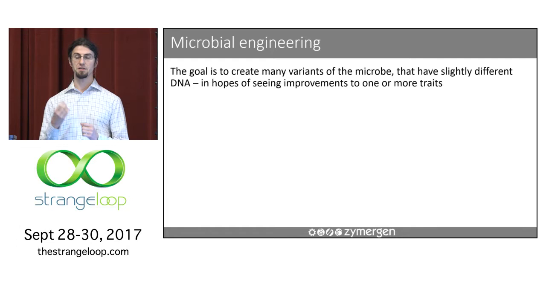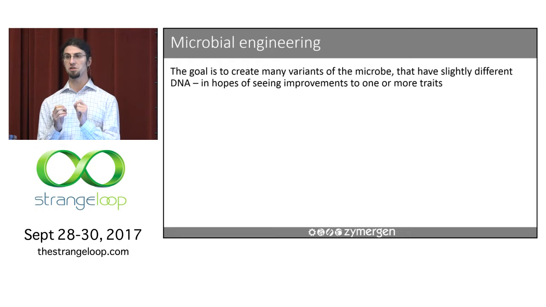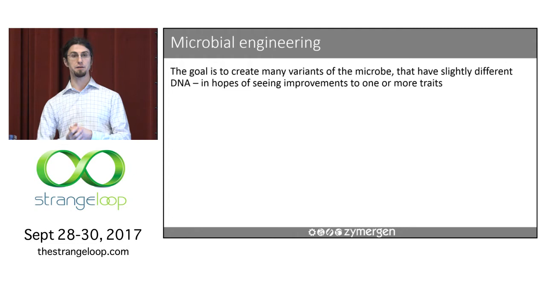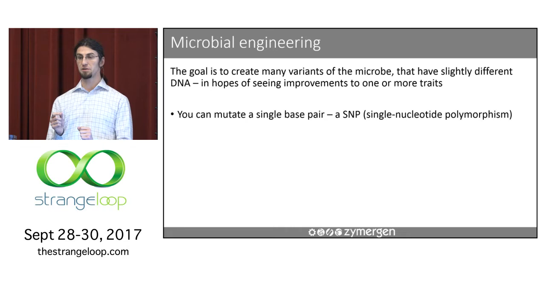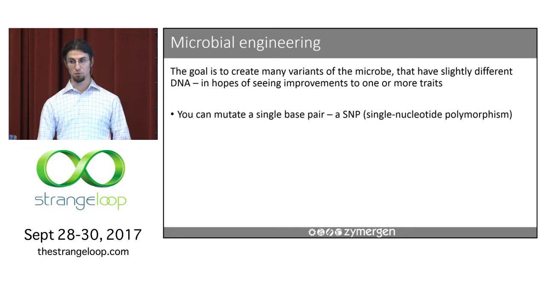In microbial engineering, we have many successive rounds of directed evolution. We start with some best current microbe, and then we manufacture a collection of child microbes that each have one or more small genetic changes in various locations that we hope will cause a change in the phenotypes of interest. And there's a number of different techniques that we can use to manufacture these kinds of changes. First, we could mutate a single base pair. This is called a single nucleotide polymorphism, or a SNP. And changing a single A to a T or a single G to a C can sometimes have outsized effects on the actual observed behavior of the organism.